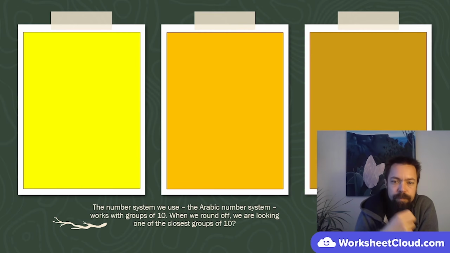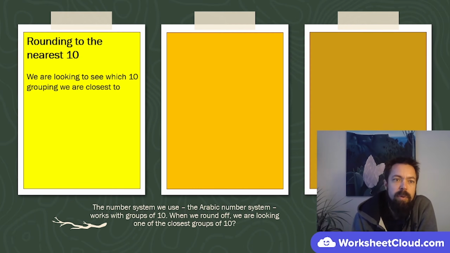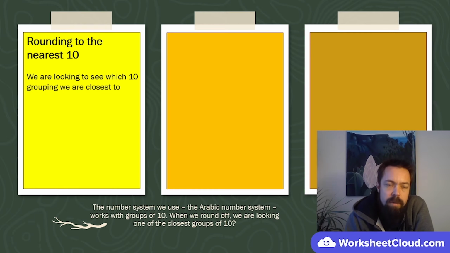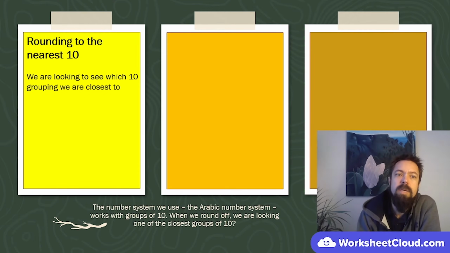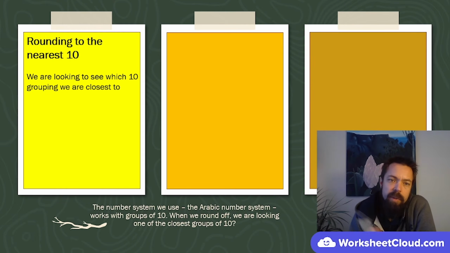It's groups of 10. So when we're rounding off, what we're doing is trying to find the closest group of 10. When we're rounding to the nearest 10, we are looking to see which 10 grouping we're closest to. So, for example, think of the number 17. The 10 that comes before that is 10, and the 10 that comes after 17 is 20. And we're asking ourselves, are we closer to 10 or closer to 20? And I hope you'll realize that we're closer to 20 when we're on 17.